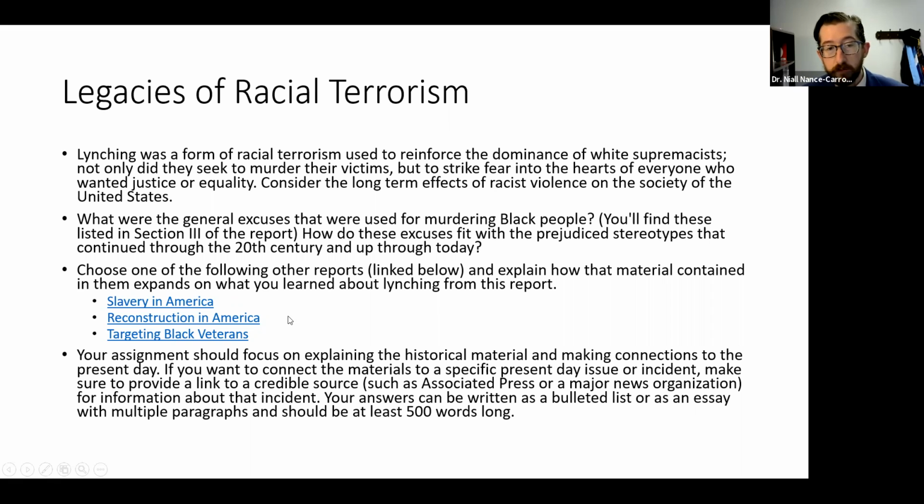Now, Slavery in America, Reconstruction in America, and Targeting Black Veterans are all good reports. EJI only produces great ones. I've found the one that many of the students are most attracted to is Targeting Black Veterans. And I think that's also one that students who were initially somewhat skeptical of studying racism, many students, especially many of our students, have a connection to the military, and seeing the ways in which specifically Black veterans were mistreated and many of them were lynched when they returned home is a great sense of betrayal.